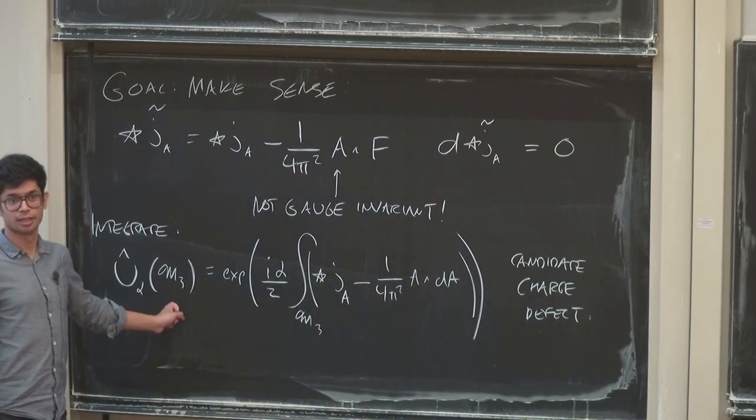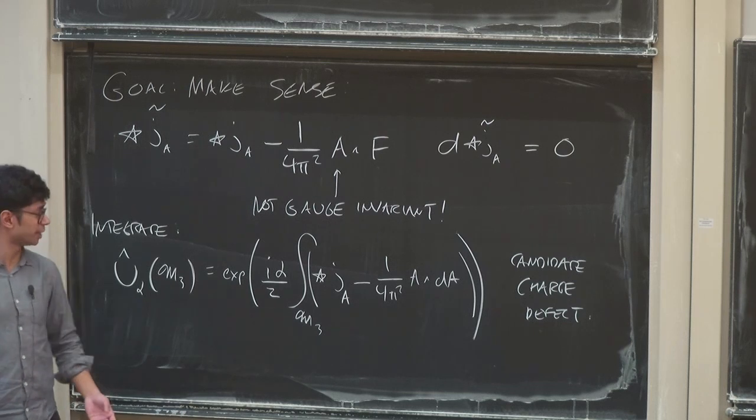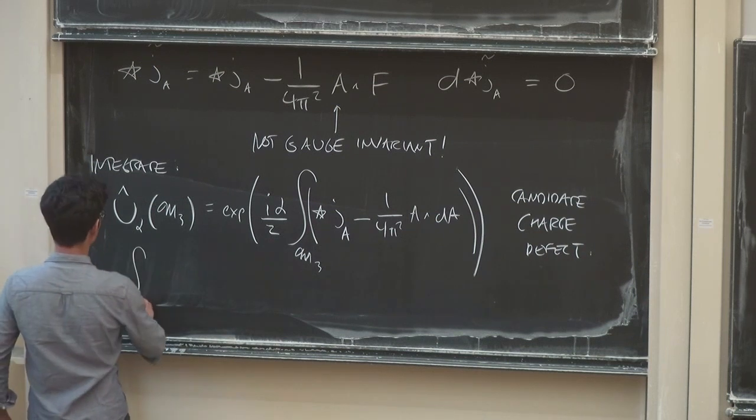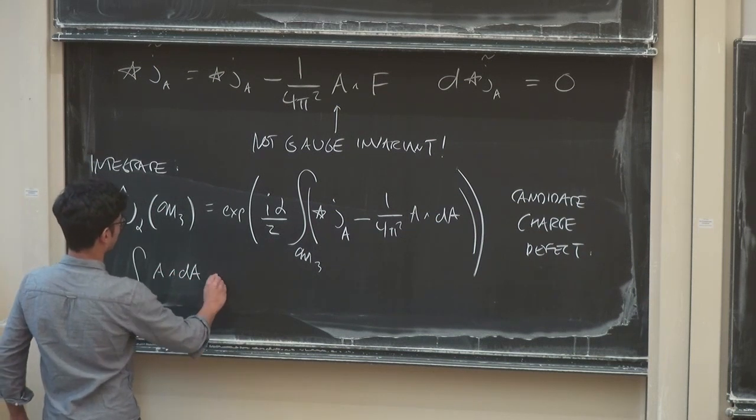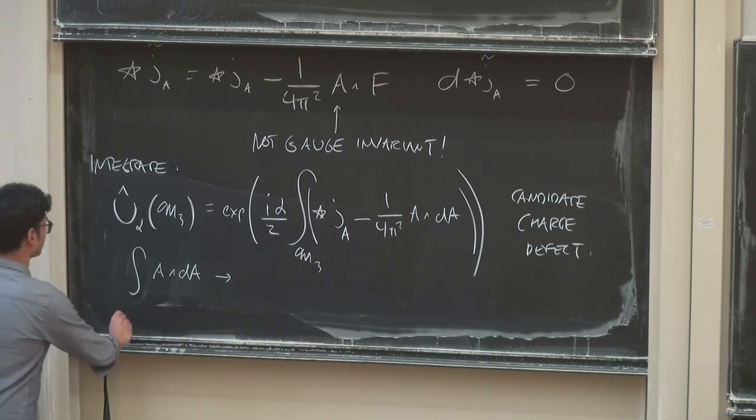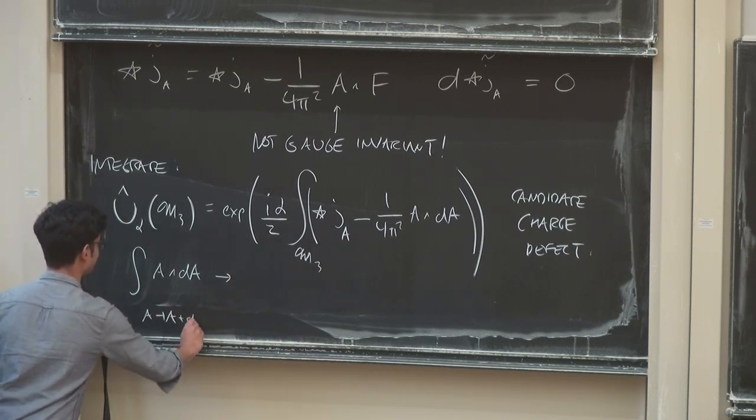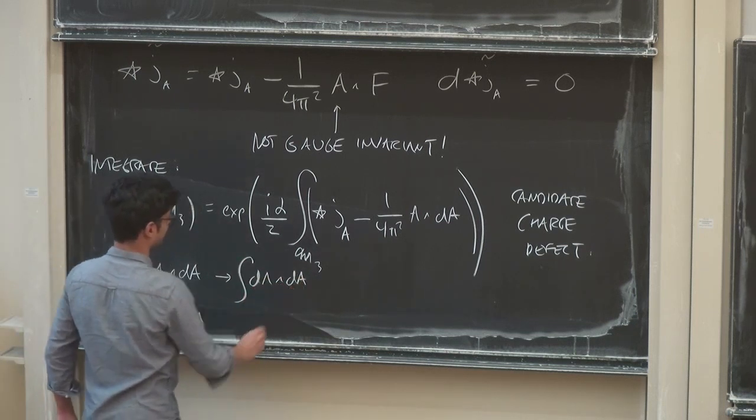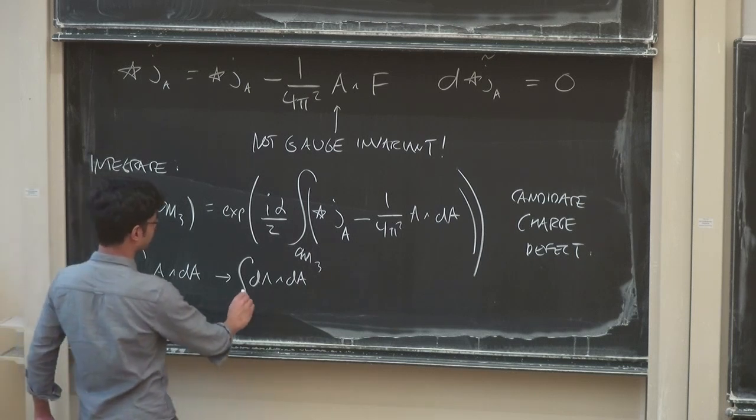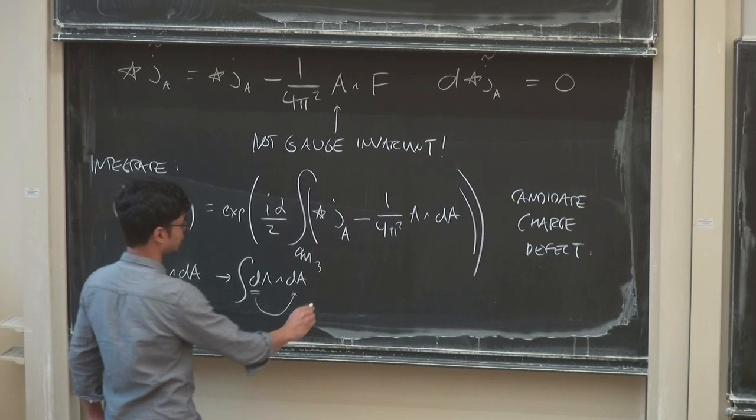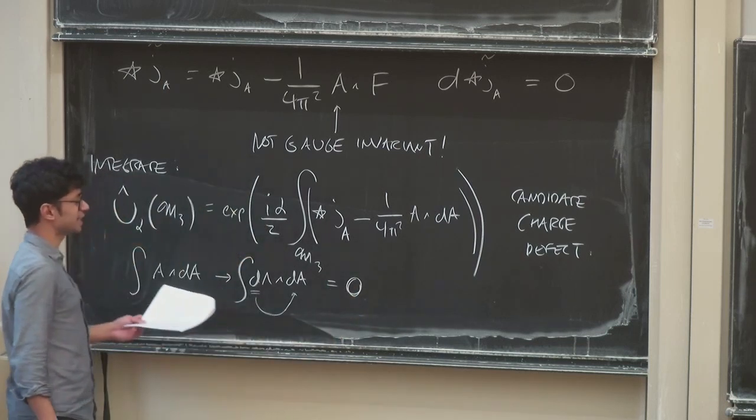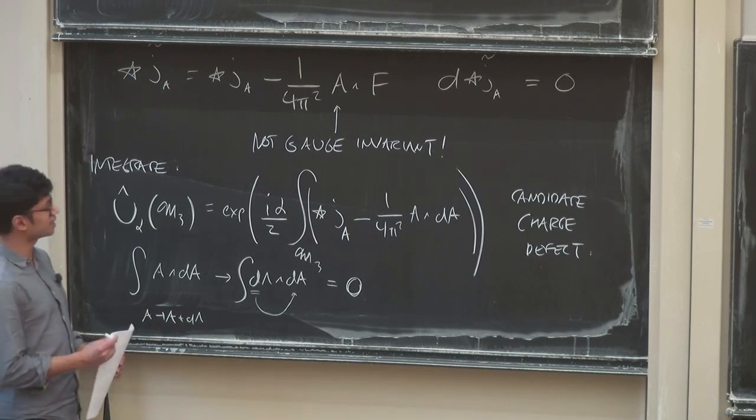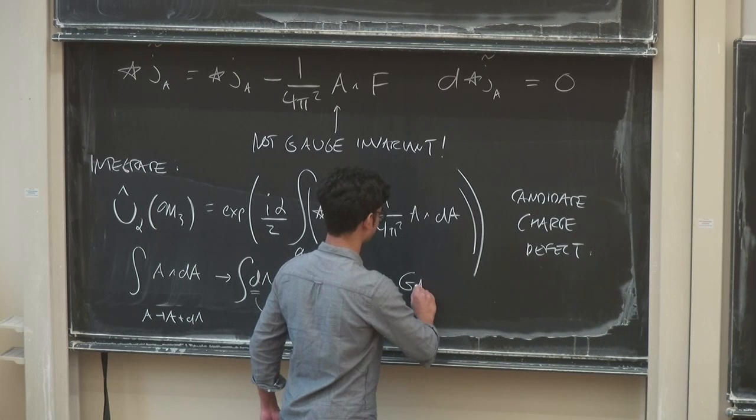Now, is it gauge invariant? Let's look. It is actually gauge invariant. Let me explain why. The integral of A wedge dA, under a gauge transformation where A goes to A plus d lambda, goes to d lambda wedge dA, and then by integration by parts, I can move the derivative over there. So this is actually 0 because it's integrated. Good. So it's gauge invariant under small gauge transformations.